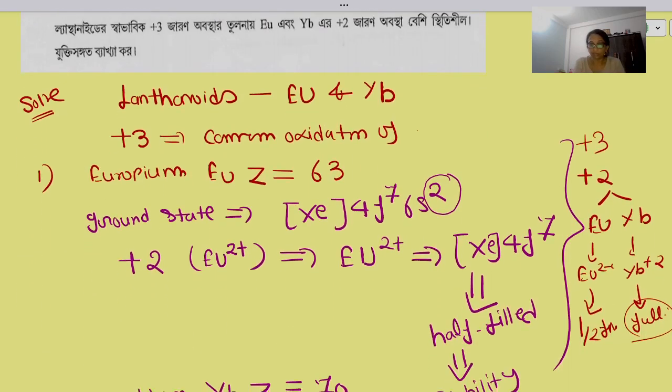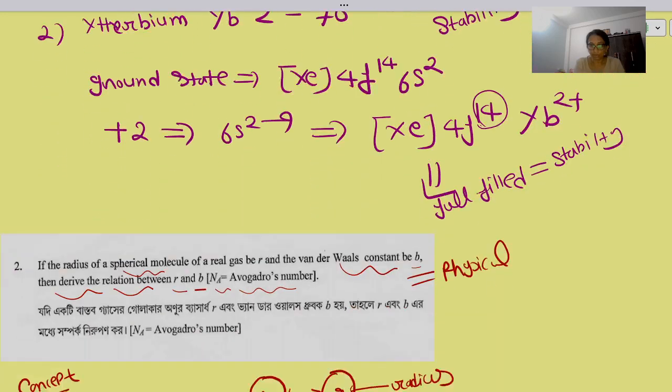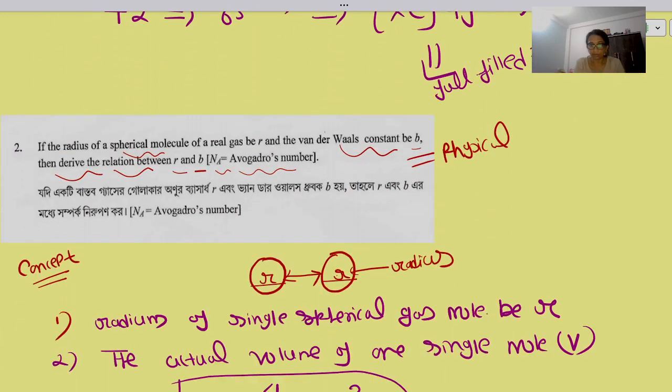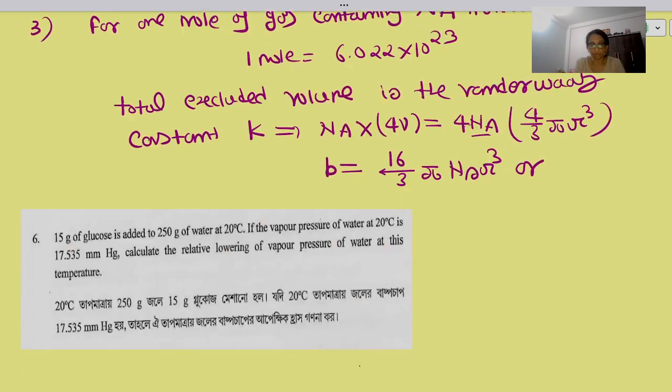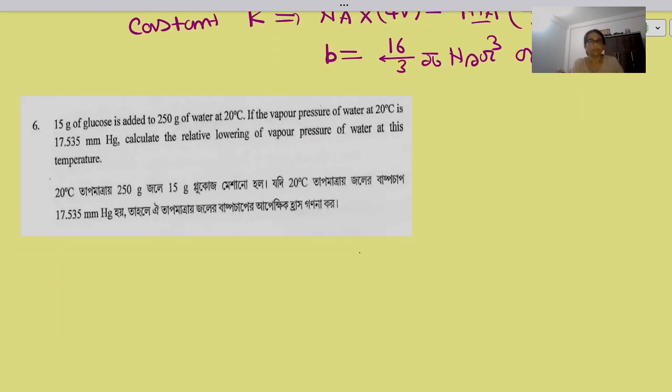In the previous video, we discussed two questions from the 2025 question paper, and now let us solve this question. In this question, 15 gram of glucose is added to 250 gram of water at 20 degrees centigrade. The vapor pressure of water at 20 degrees Celsius is given as 17.35 mmHg. Now calculate the relative lowering of vapor pressure of water at this temperature.